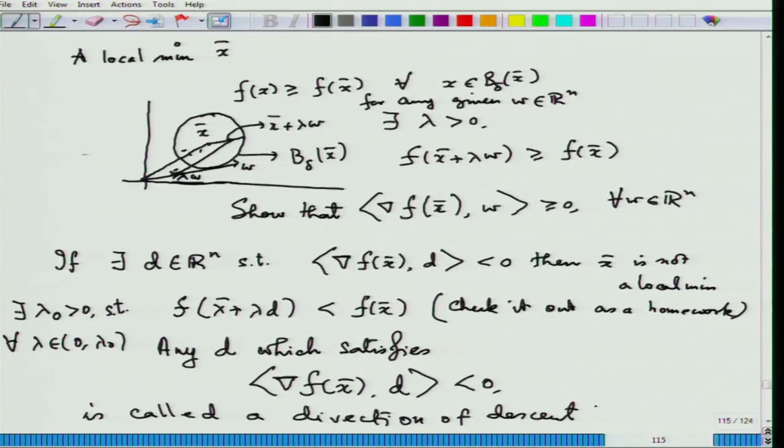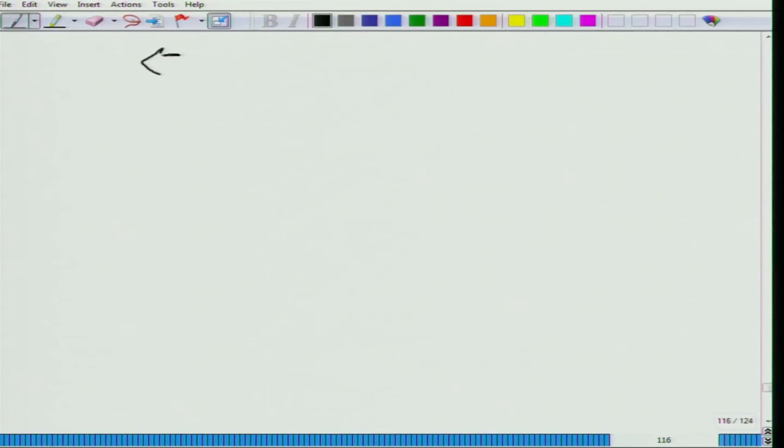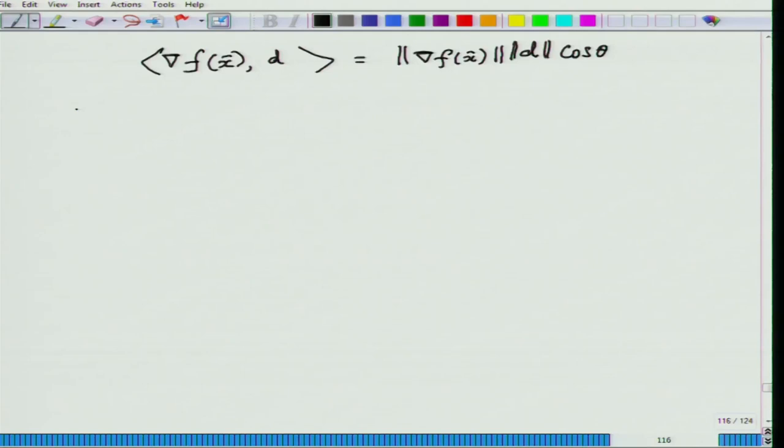So, we will now be talking about the direction of steepest descent. By our standard notions of a dot product, this is nothing but the norm of grad f x bar into norm of d, the cosine of theta, where theta is the angle between grad f x bar and d.